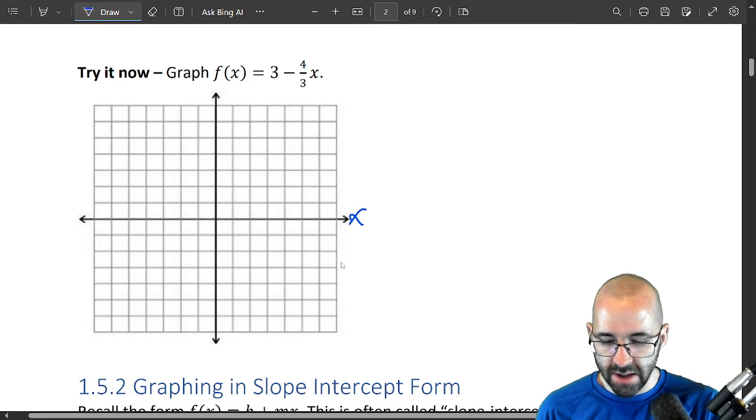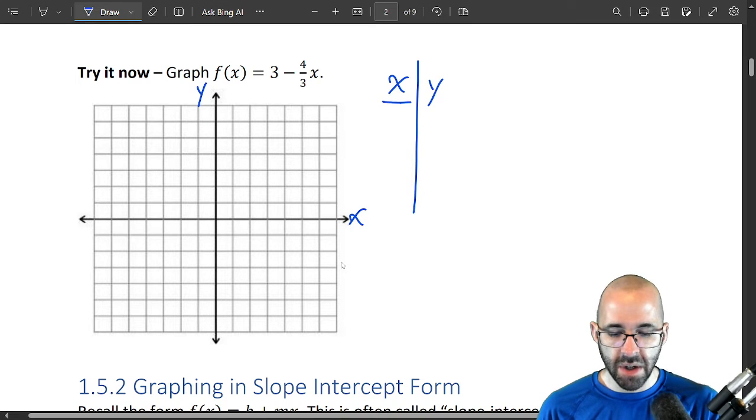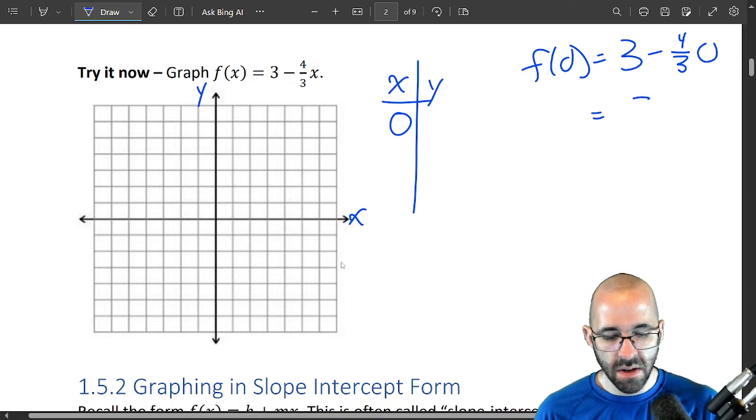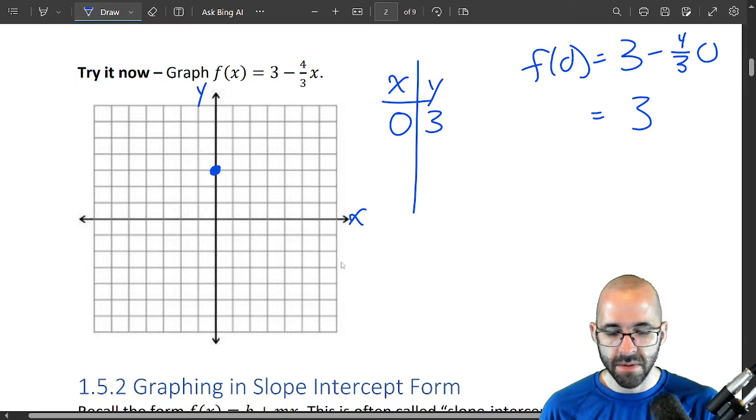So let's label our axes. We could have f of x. We could label it y this time if we wanted to. That'd be fine. Either one is okay. I'm going to plug in 0 because I love 0. Put in 0, and you get 3 minus 4/3 of 0 out. You get 3 out. So we'll plot 0, 3.